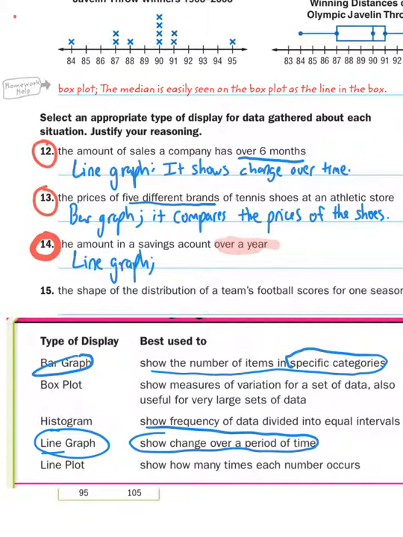And here's your justification. It's the same as number 12. It shows change over time. That's what line graphs do. All right, so that's it for page 915. Now, we're on to the next problems, which are on page 907.